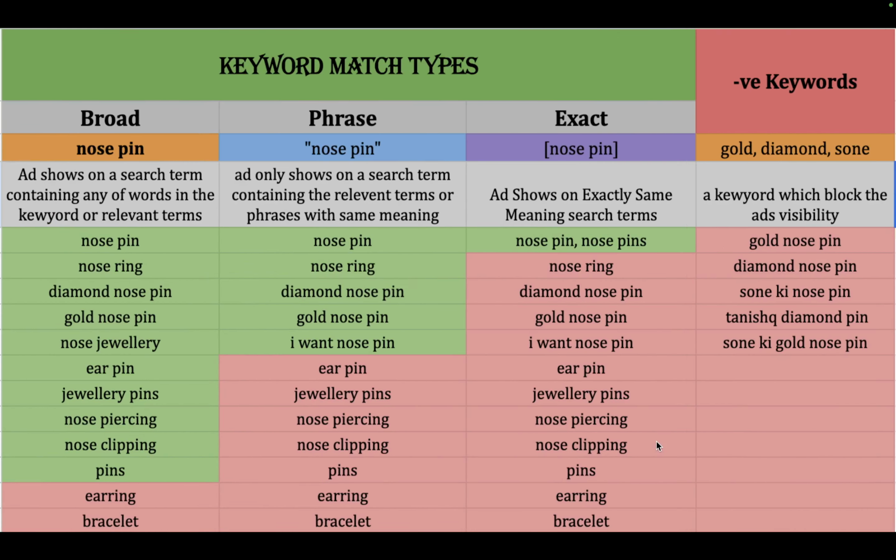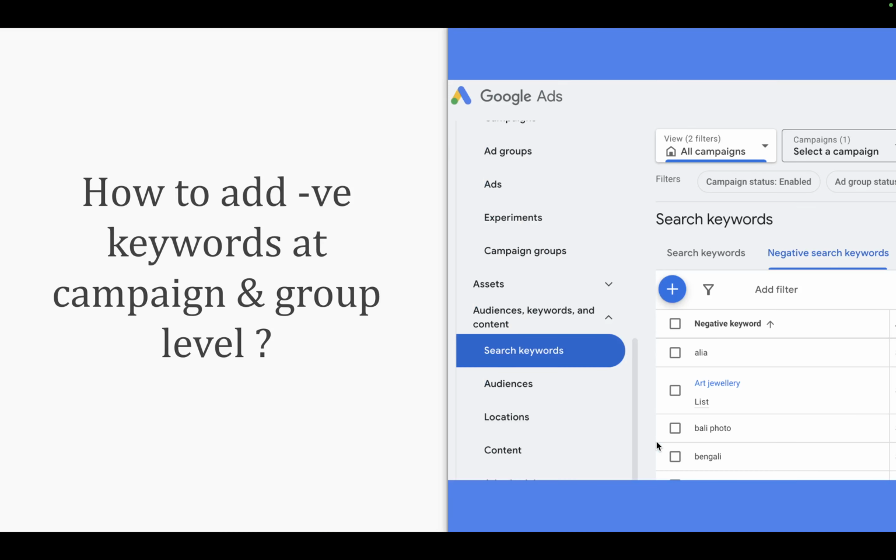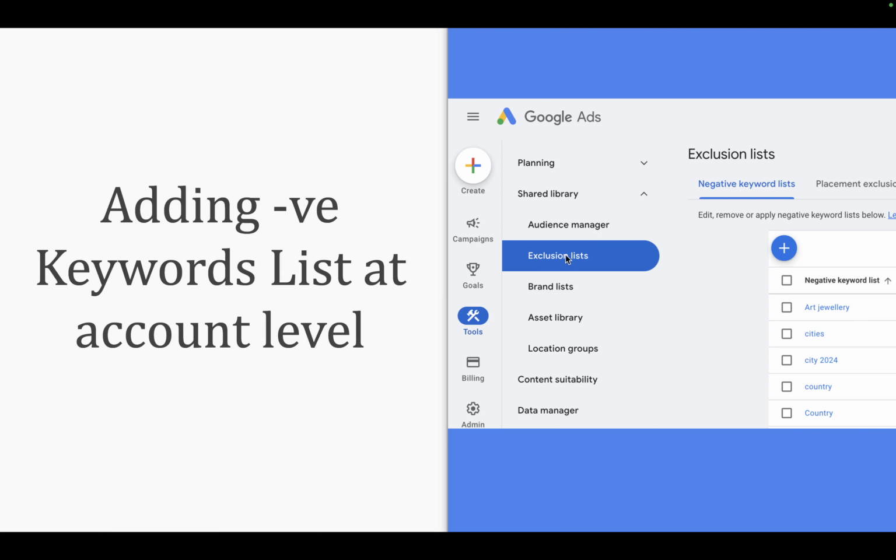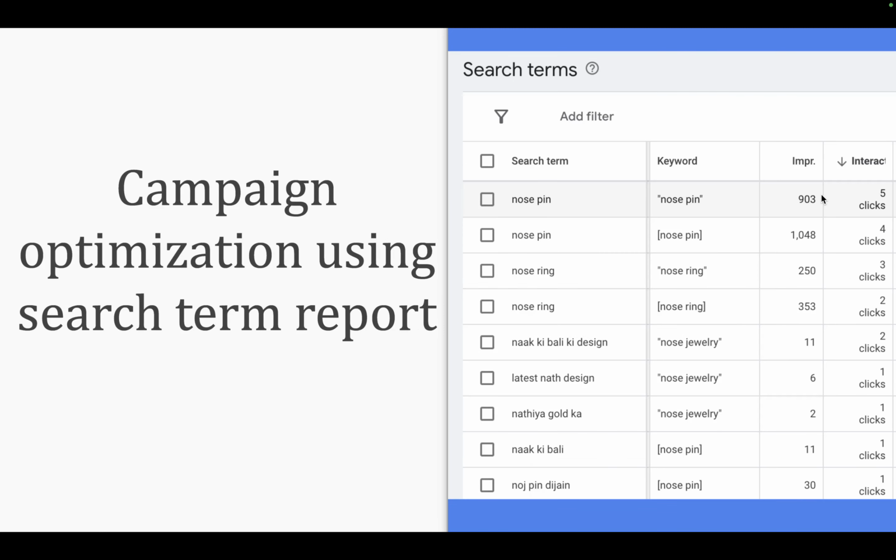And also, you know how to go through the search term report. So you know how to add negative keywords at campaign, ad group, and account level. You simply get into search terms, get into negative search keyword, and here you add on campaign and ad group level. And from here, exclusion list within tools, you actually add the negative keyword list at the account level.